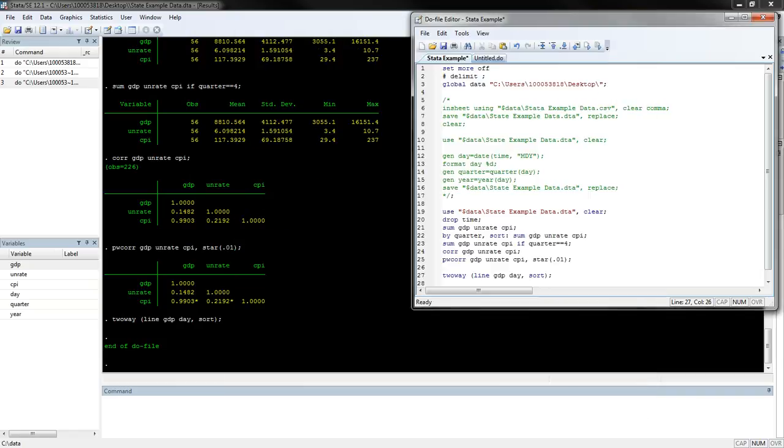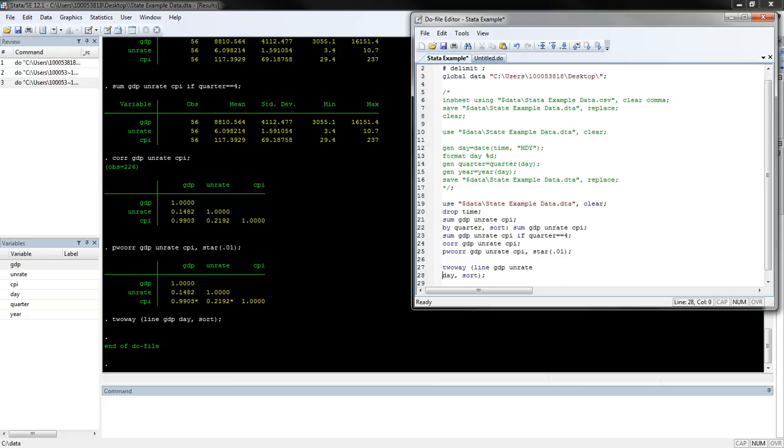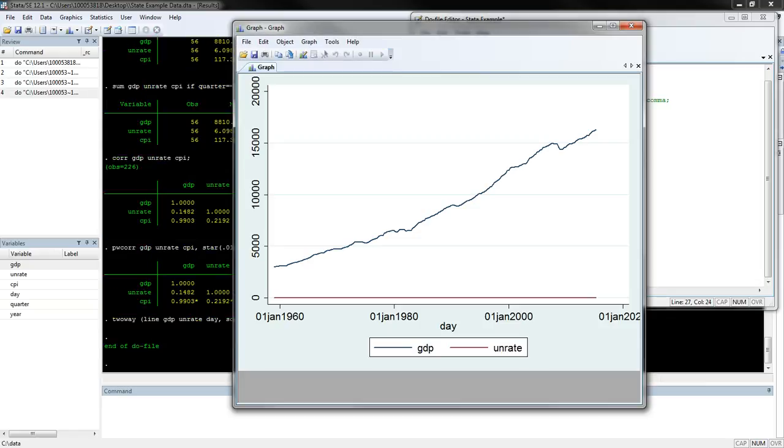So another thing that we may want to do is not just look at GDP, but let's say we want to add in the unemployment rate. So how does GDP and the unemployment rate look on the same graph? So if we type in the unemployment rate, and we run this, this is what we get. We get GDP going up, and our unemployment rate looks like a flat line at 0.